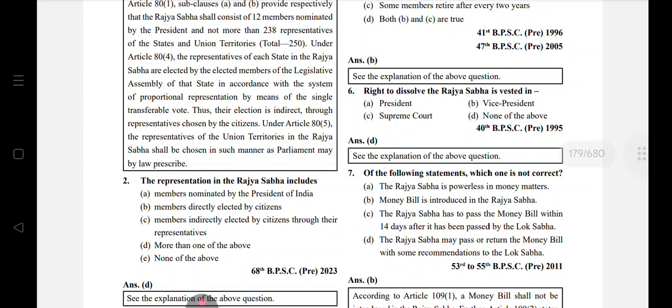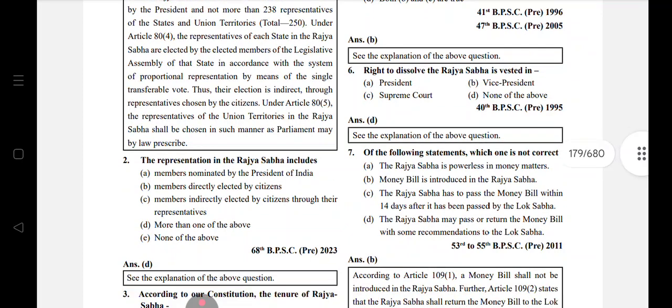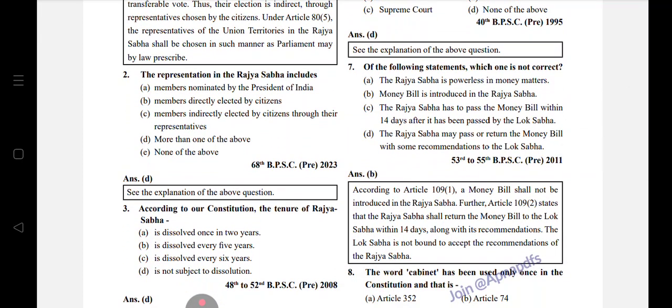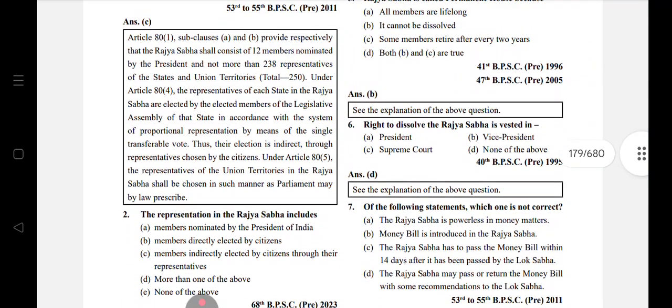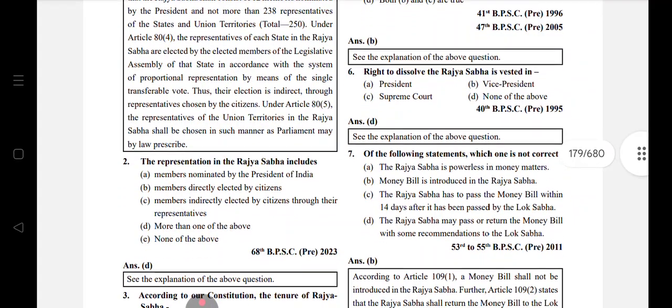Representation in Rajya Sabha includes the representation of each state. Members are elected by the elected members of the Legislative Assembly of the state in accordance with the system of proportional representation by single transferable vote. Election is indirect. Article 80(5): representatives of Union Territories in Rajya Sabha are chosen in such manner as Parliament may by law prescribe.